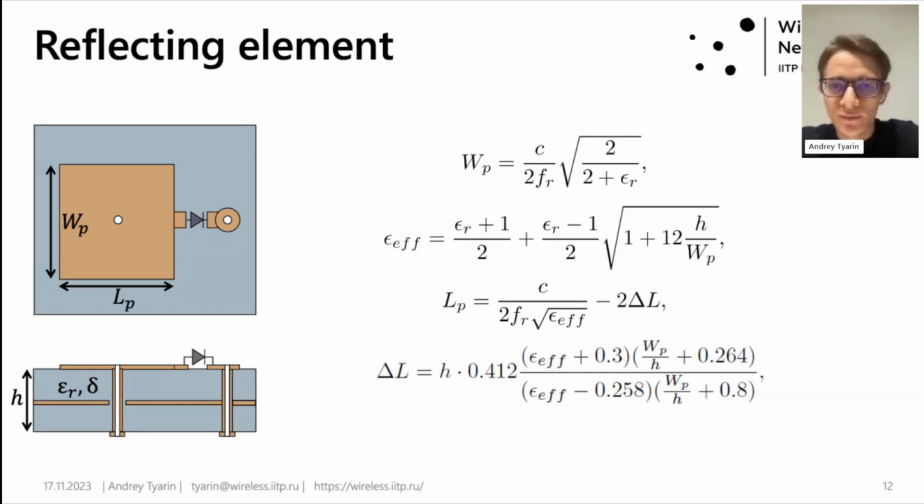And now I want to tell you how to calculate the patch dimensions. These dimensions, denoted as WP and LP, play a crucial role in determining the operational frequency of RIS. In order to achieve a resonant frequency FR for the RIS, these dimensions can be calculated using the expressions on the slide.